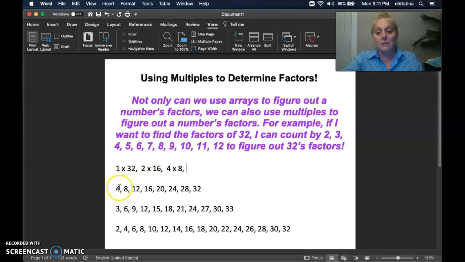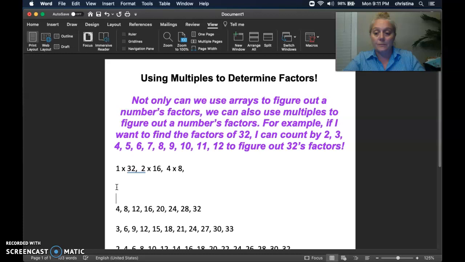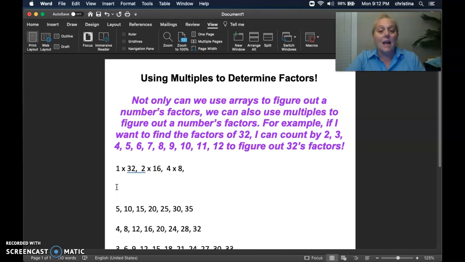All right, let's go to our next factor. We can do the multiples of 5: 5, 10, 15, 20, 25, 30, 35. We passed 32, so 32 is not a multiple of 5. That makes a lot of sense, because we know that multiples of 5 always end in a 0 or 5 in the ones place. So 32 does not have a factor of the number 5.